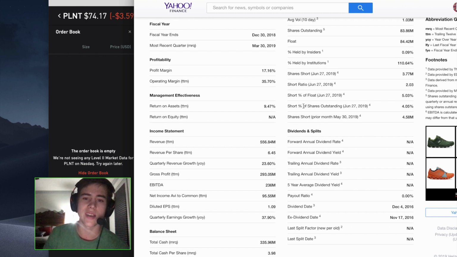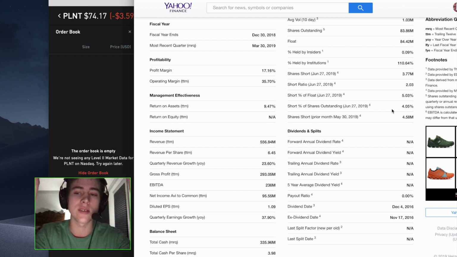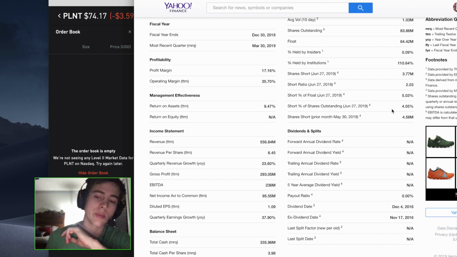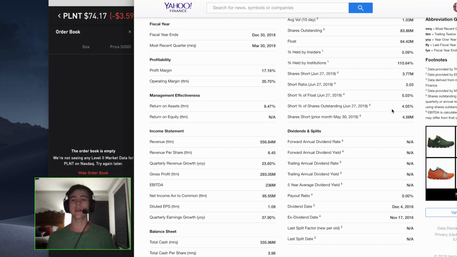Percent of shares outstanding that are shorted. Basically, this is the percent of shares that are shorted. So not the percent of people who are shorting the stock, it's the percent of the shares of the company. So here we have 4% of the shares being shorted. It's not the best number I've ever seen.